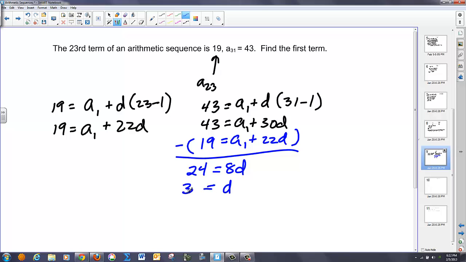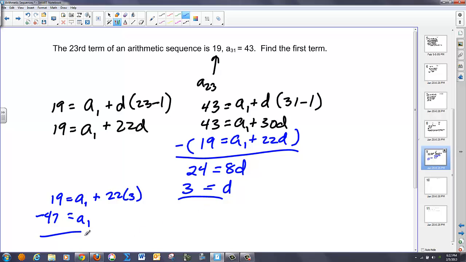If I know the common difference is 3, I can find my first term by plugging it into either one of the two equations, which I'll do. I know that 19 equals the first term plus 22 times that common difference of 3. So I'm going to take 19 and subtract 66 from that. It's going to get me negative 47 for my first term.